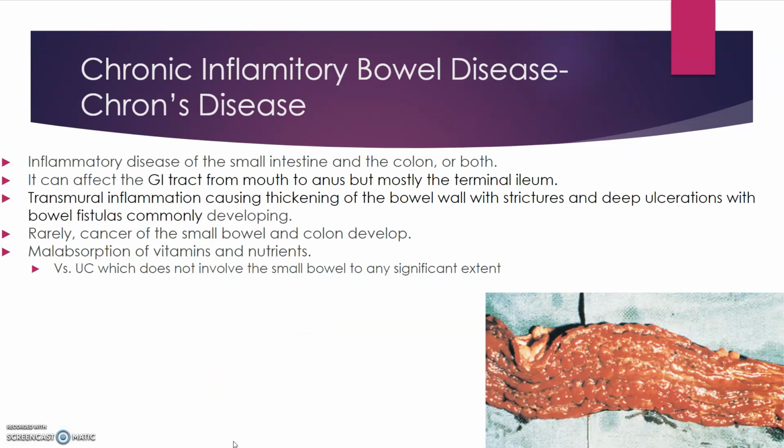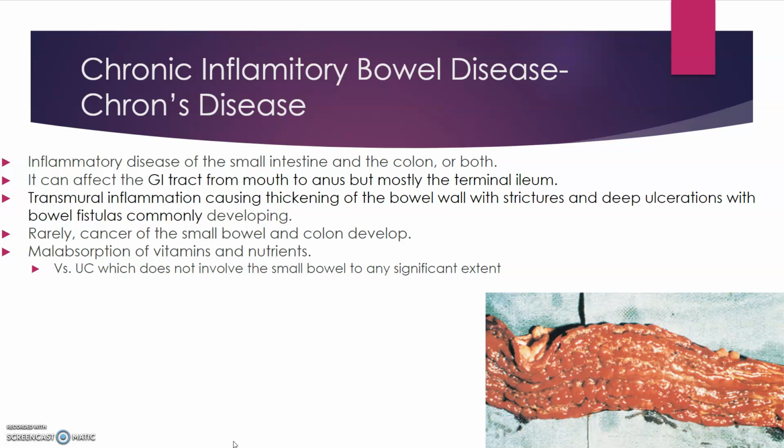Now, be able to tell and distinguish between ulcerative colitis and Crohn's disease. They're both very similar, and they can present very similarly. Crohn's disease is an inflammatory disease of the small intestine and the colon, or both, but this can occur from mouth to anus. So realize that this is more widespread. It is both an inflammation and it causes thickening of the bowel wall.